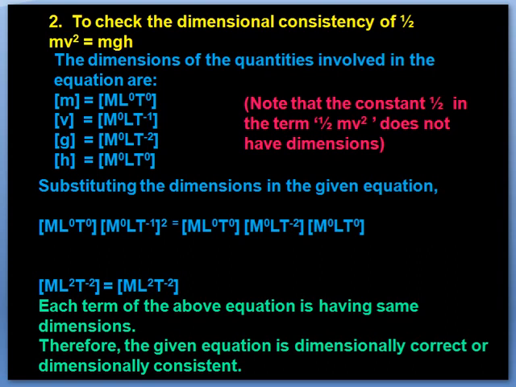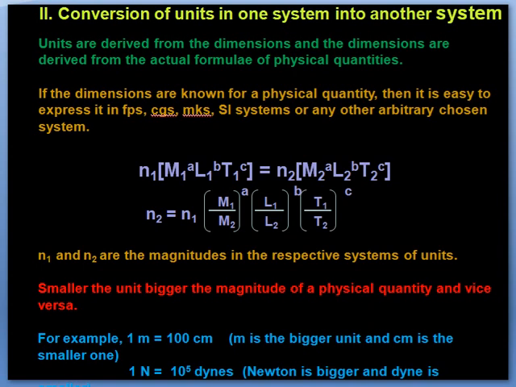Here each term of the above equation has the same dimension on both sides. The dimensions are the same, therefore the equation is dimensionally correct or dimensionally consistent. So the second use, C, is conversion of units from one system into another. Suppose the unit is given in one system, that is in meter, and you have to convert it into centimeter. Then we can also use dimensional analysis.